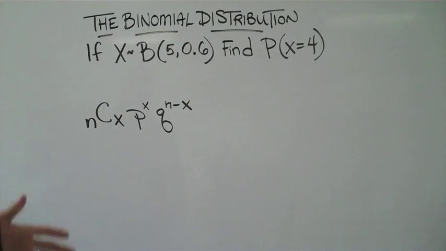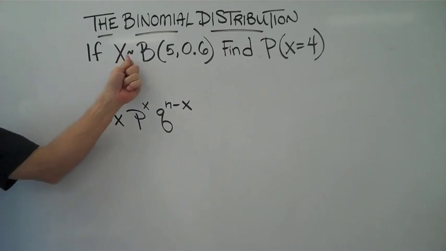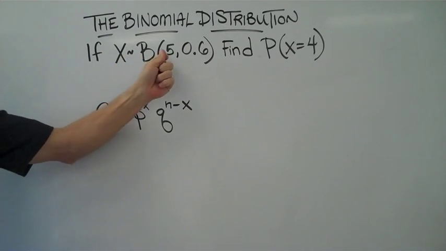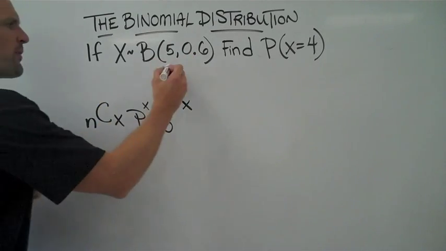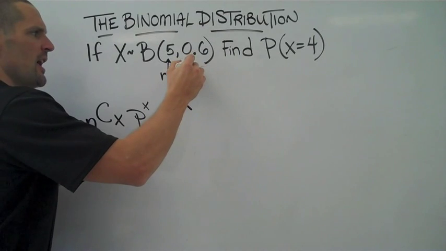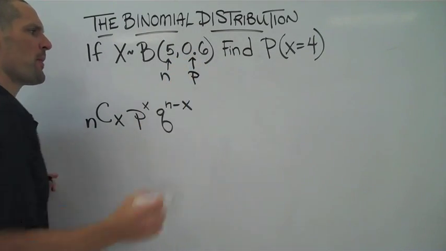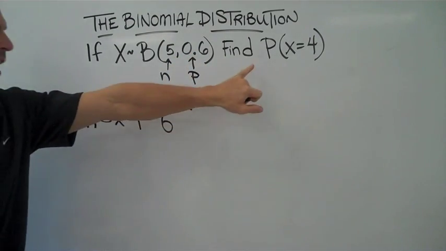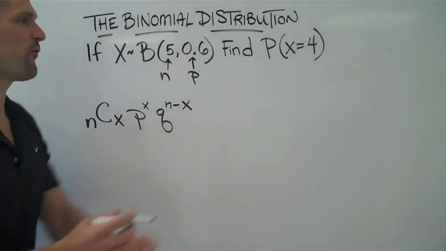Here are some examples with binomial distributions. Here's our first easy example using the binomial distribution. If x is distributed binomially with 5, 0.6, you have to remember that this 5 is n, the number of trials, and 0.6 is the probability of success, p. Find the probability that x equals 4.